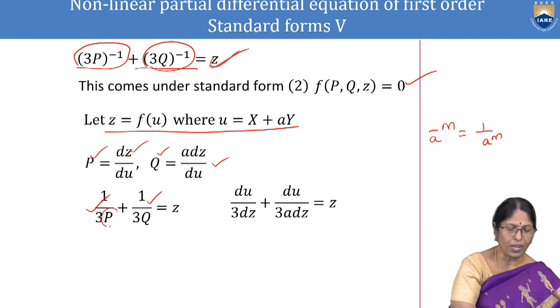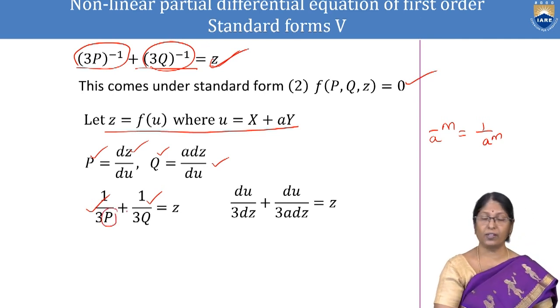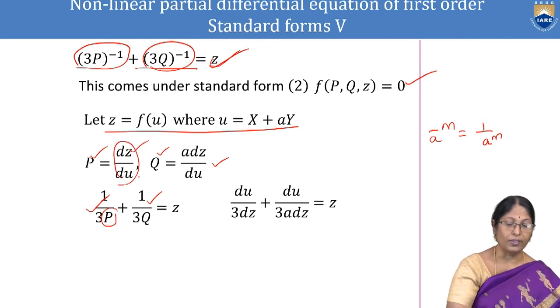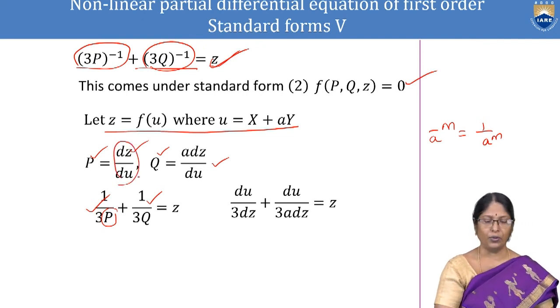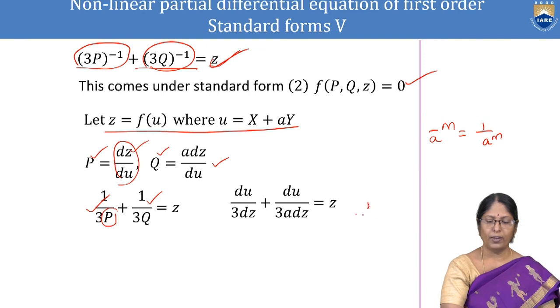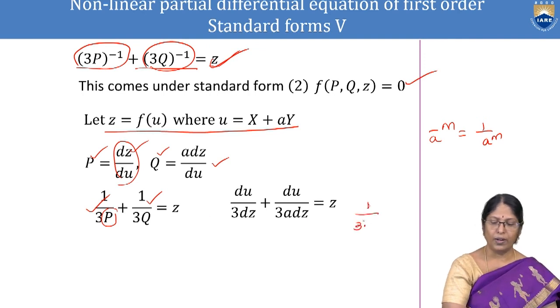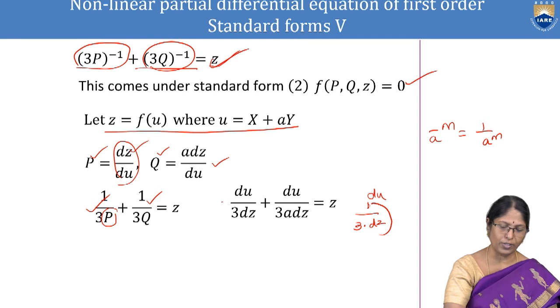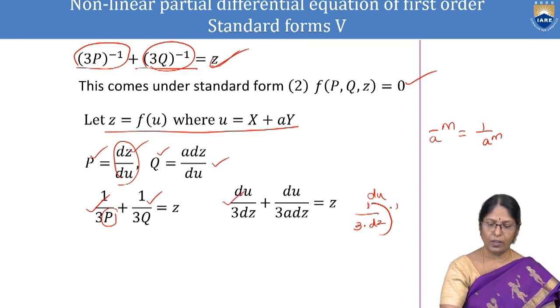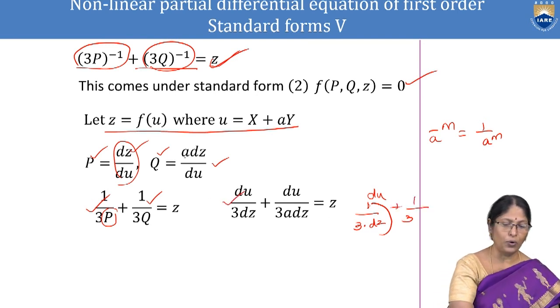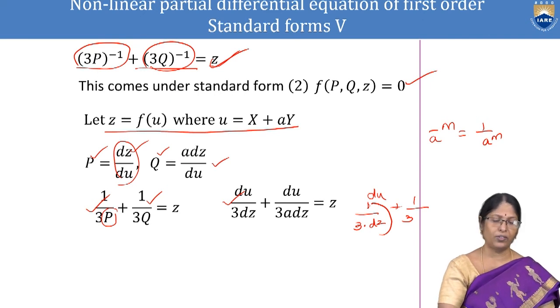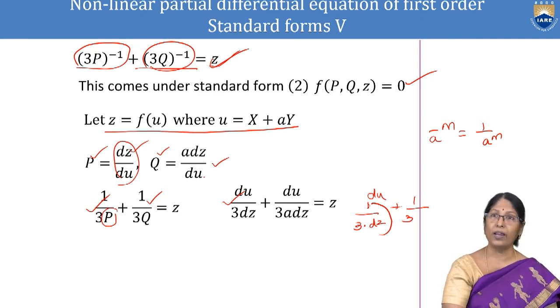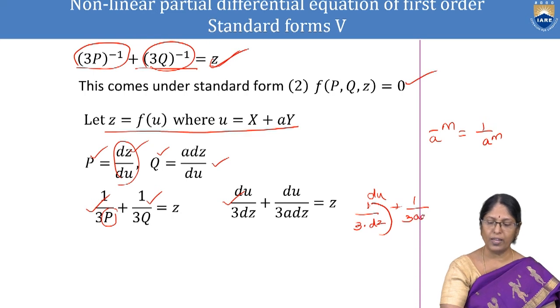Now, the p is to be replaced by this value, that is dz by du. So 1 by 3 into dz by du, that is the reason it is coming up du. We can notice it here, plus 1 by 3 q. Q should be replaced by a dz by du. So a dz by du.